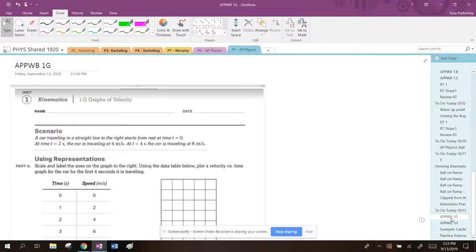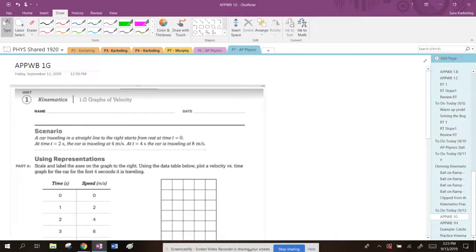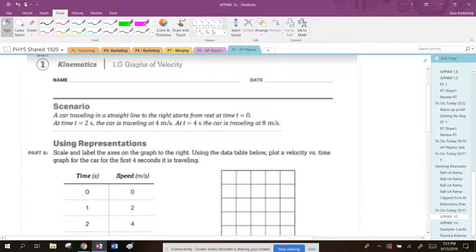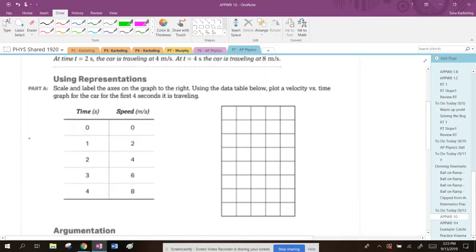So today we are only going to spend time on one of these just because of time, and I want to make sure that we have enough time to do some kinematics equation stuff. So we're looking just at 1G today. We'll go through 1H on Monday. Right now we want to look at part A.